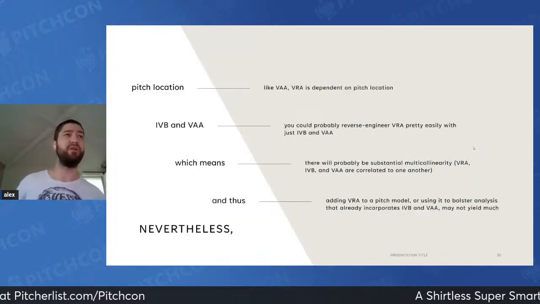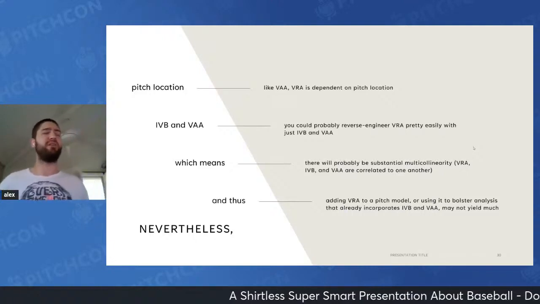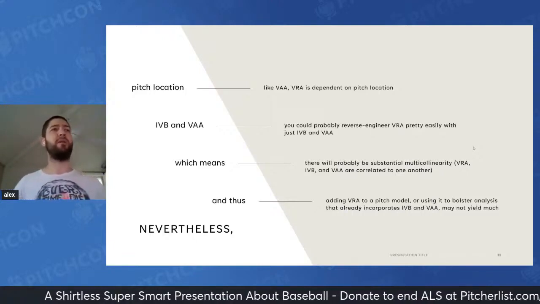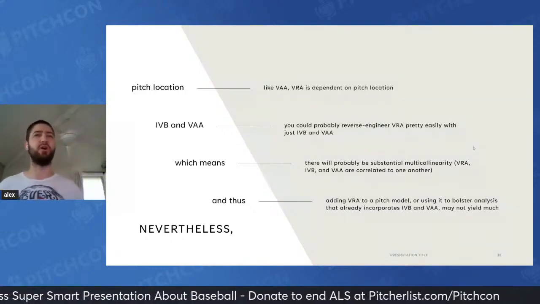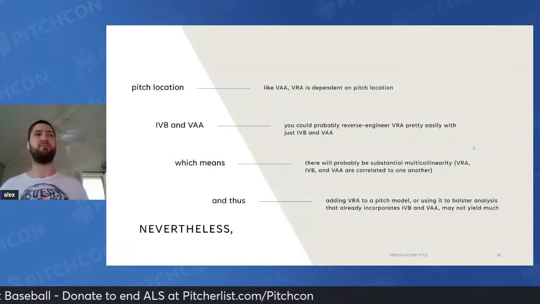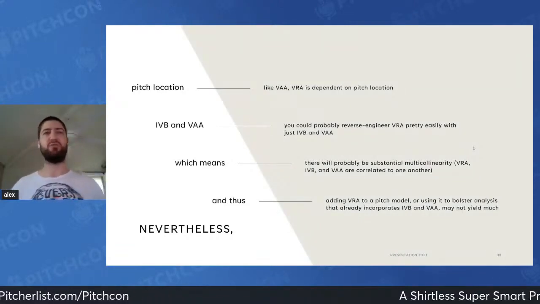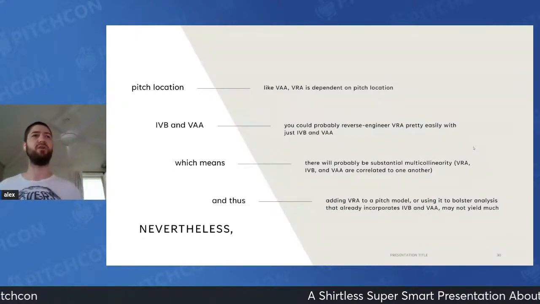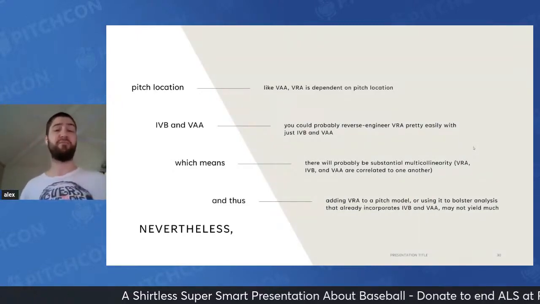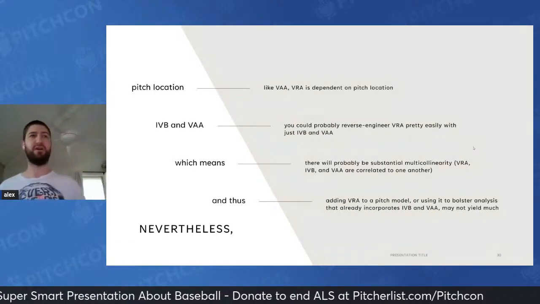I probably won't. So like pitch location, VRA is dependent on pitch location. And like I said before, it's so correlated with IVB and VAA that you could probably just reverse engineer VRA pretty easily with just those two things. Obviously, you would like to have some more information to build out the whole trajectory of the pitch path. But if you only had two data points, you could probably figure out the third one being VRA.